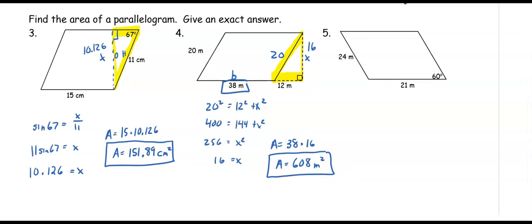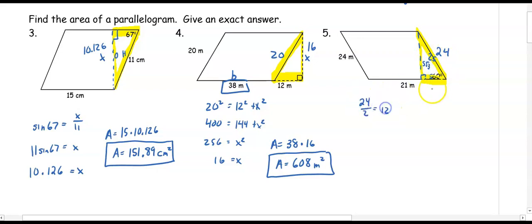In number 5, we also do not have our height, so we can draw the height in over by the 60-degree angle. The opposite sides of the parallelogram are congruent, so our opposite side is 24. This creates, in our triangle here, a 30-60-90 triangle. So we know that this side is 2s, the bottom is s, and the height is s root 3. So if we do 24 divided by 2, we get that s is 12. So our height is going to be 12 root 3.